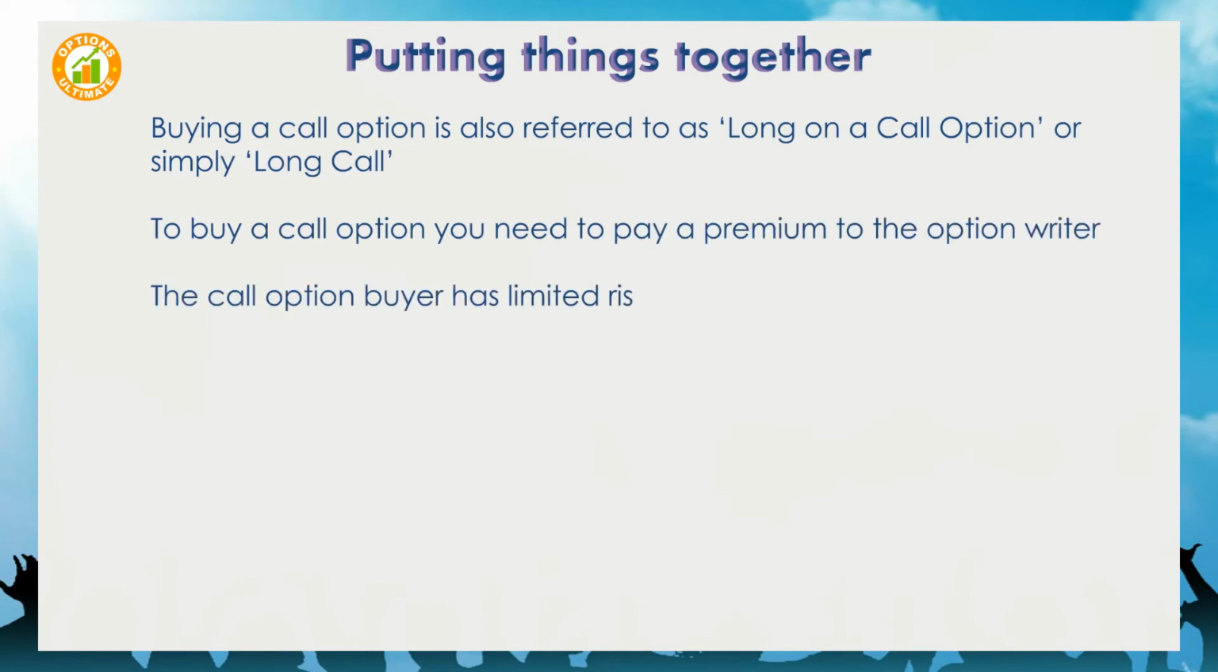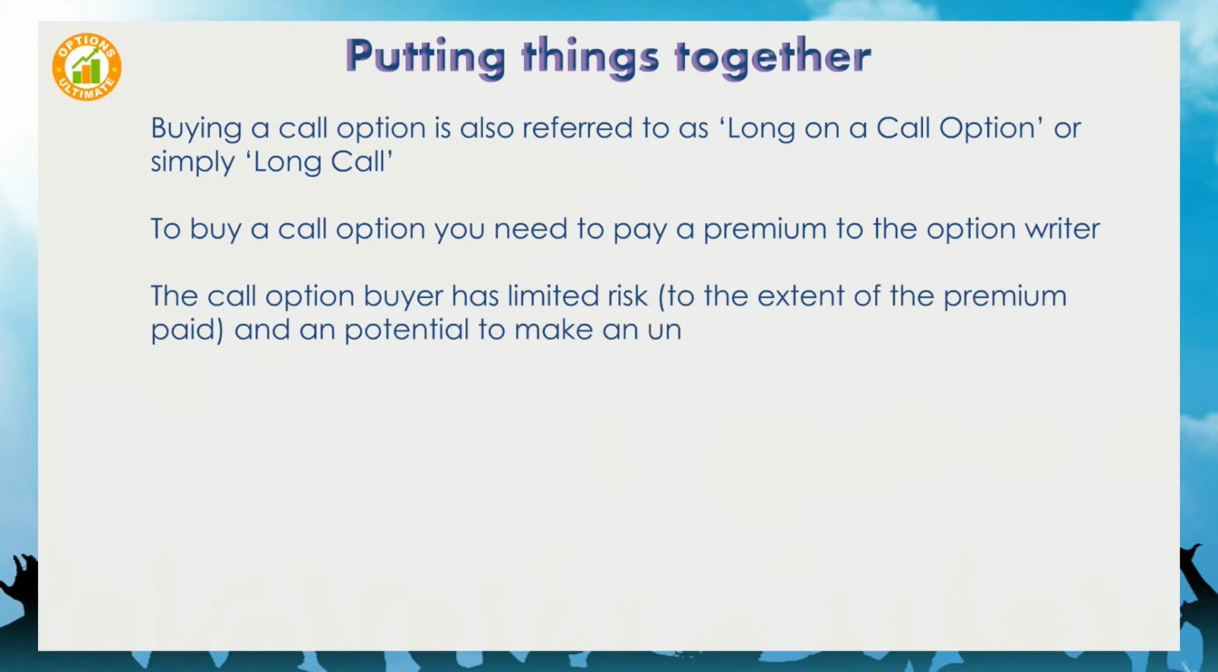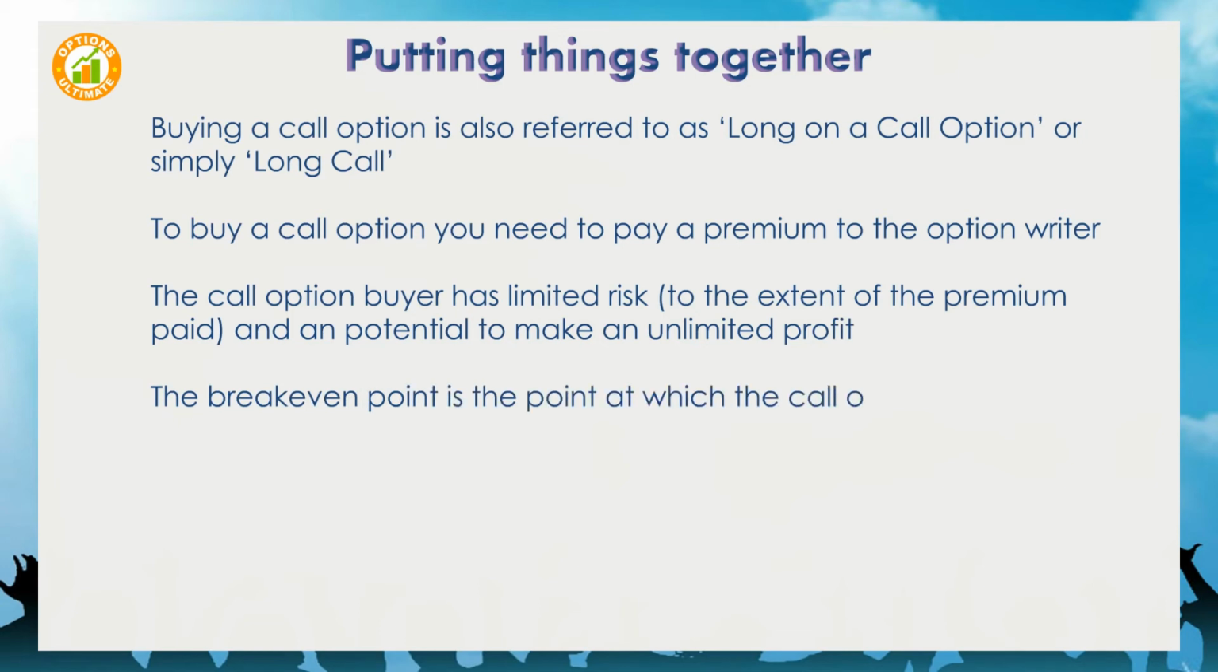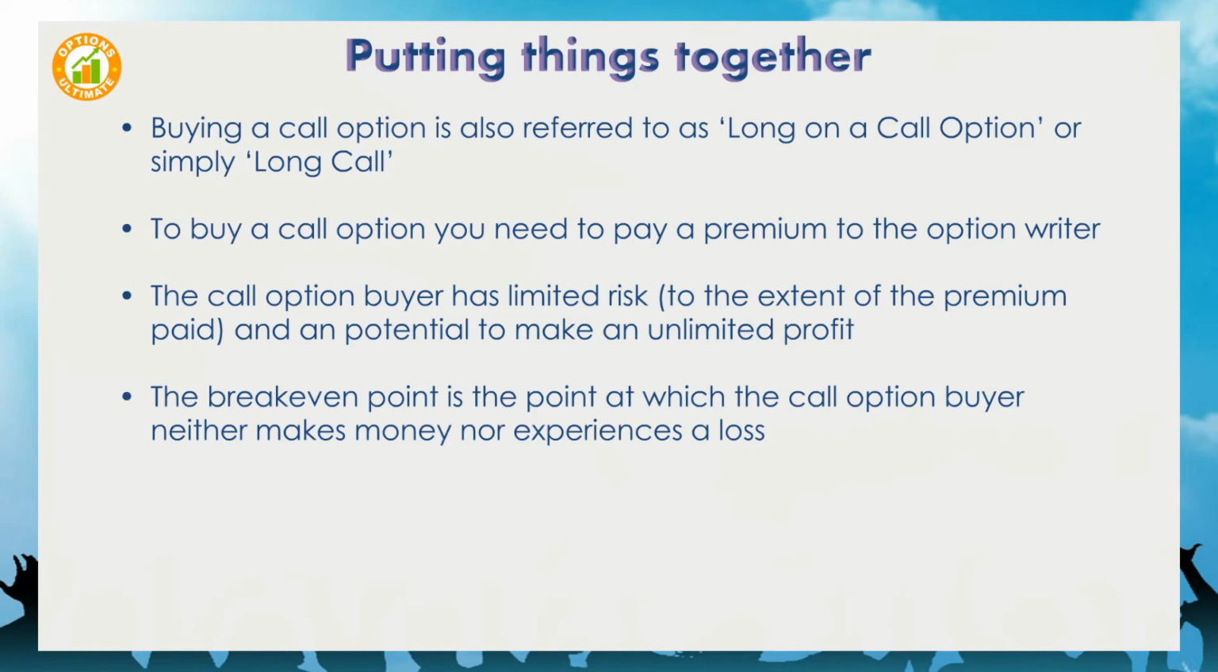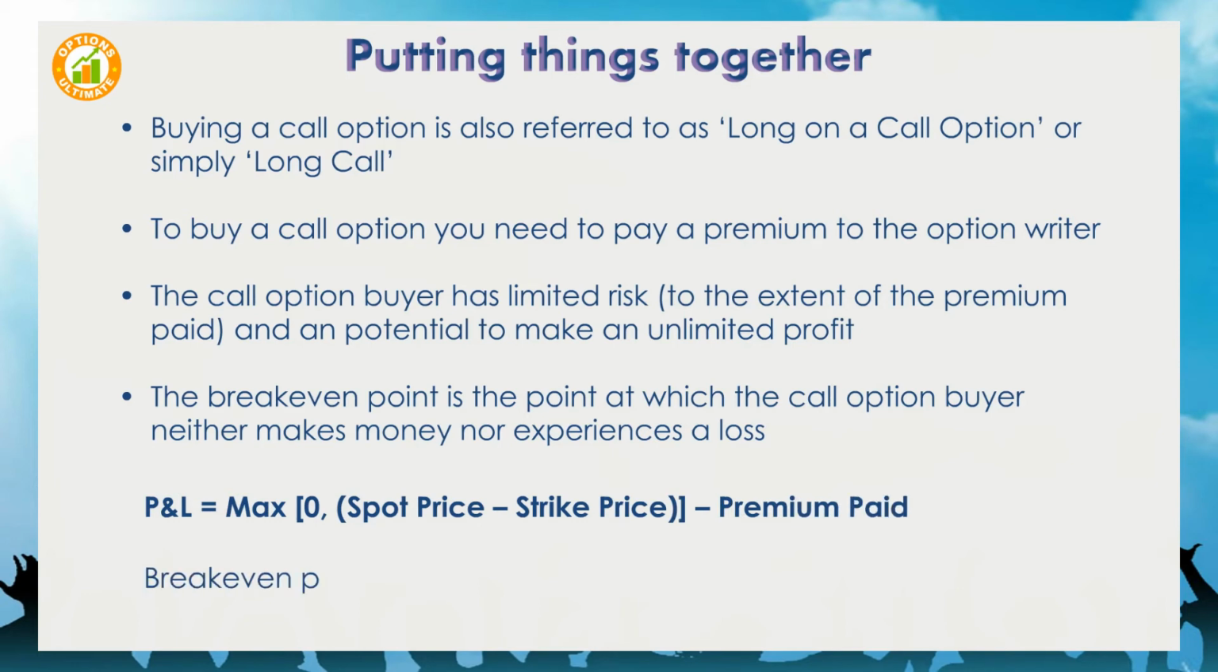The call option buyer has limited risk to the extent of the premium paid, and a potential to make unlimited profit. The break-even point is the point at which the call option buyer neither makes money nor experiences a loss. P&L equals max 0, spot price minus strike price, minus premium paid. Break-even point equals strike price plus premium paid.